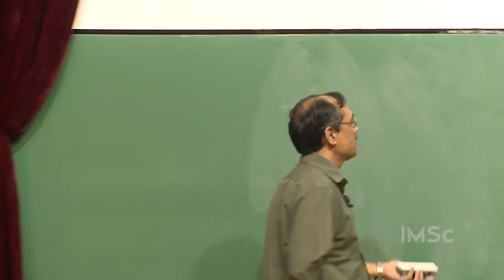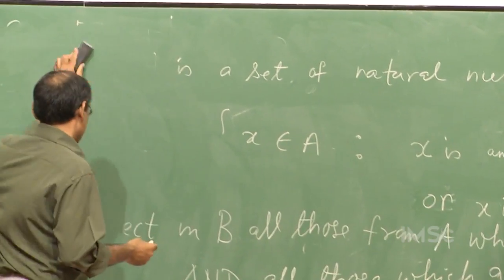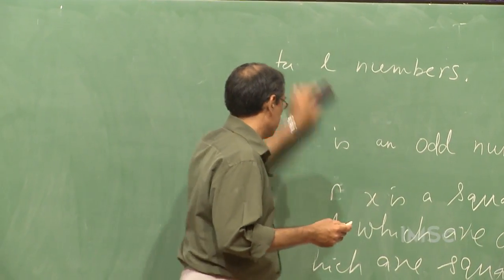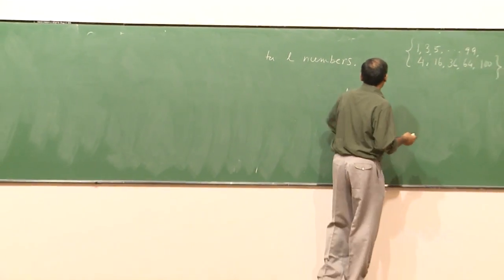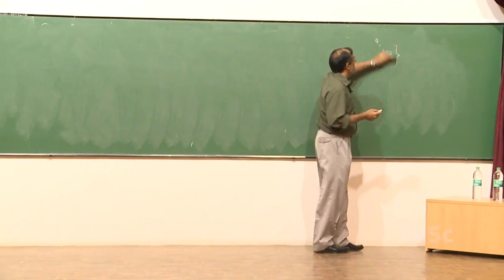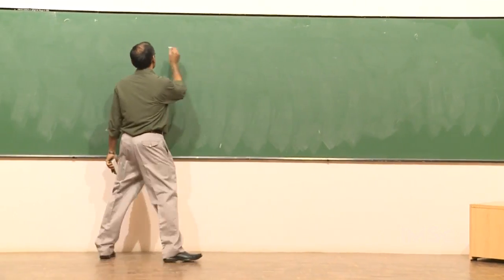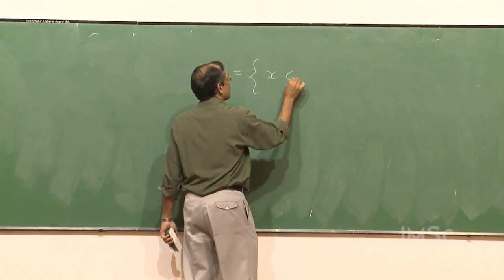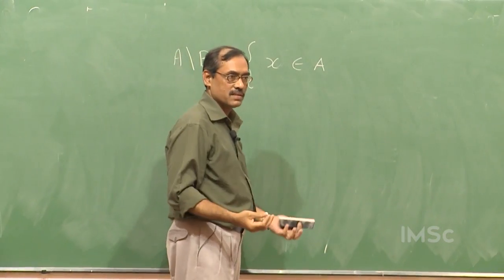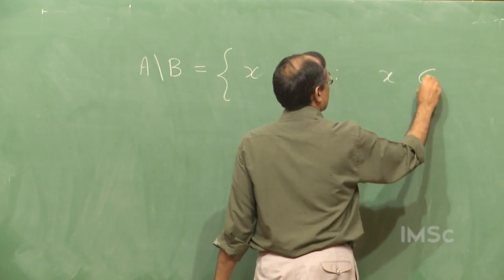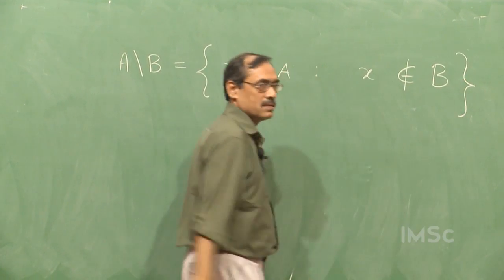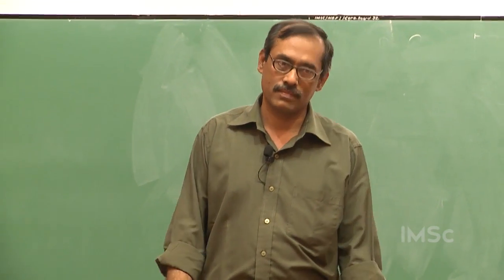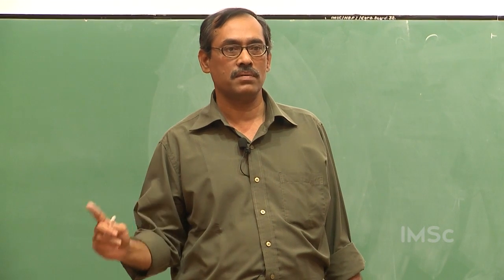You know that already. Suppose I have a set A and I have another set B. Then you know what is A minus B? How do you write it? Like this. This is equal to the set of all x in A which are not in B, right? You know this or not? Which are in A but not in B.